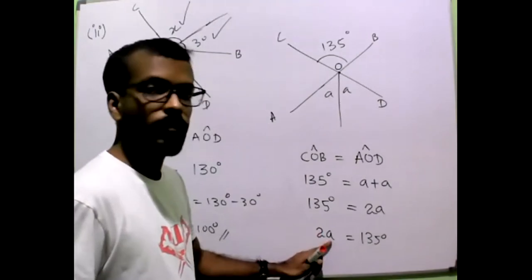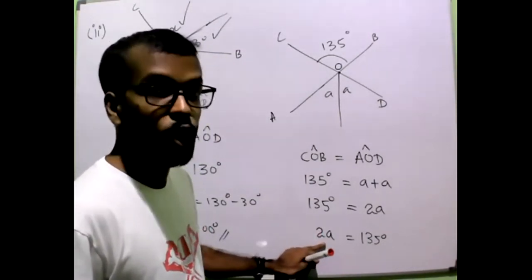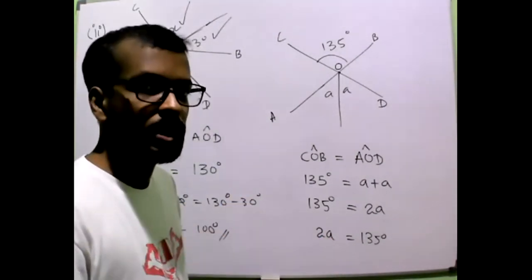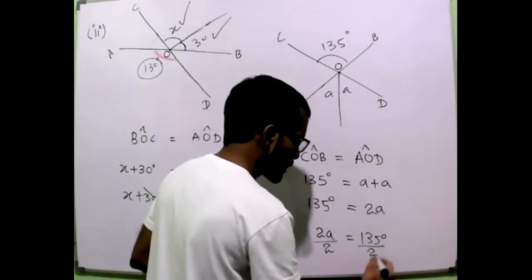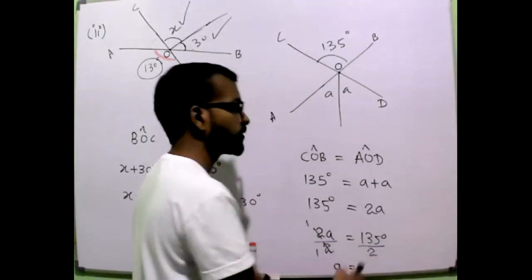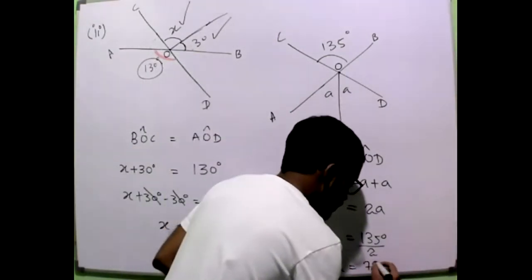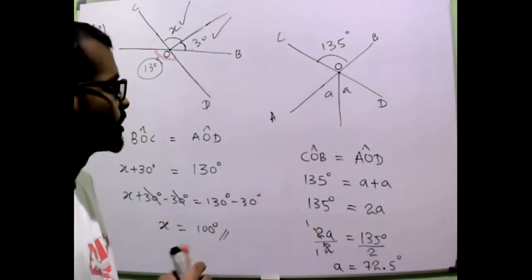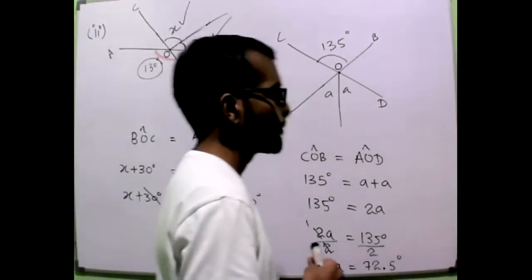So how to find the value of A? 2A means 2 times A. What is the opposite of times? Division. Divide by 2 on both sides. 2 times 1, 2 times 1. So A equals 135 divided by 2. So it is 72.5 or something, right? 72.5 degrees.